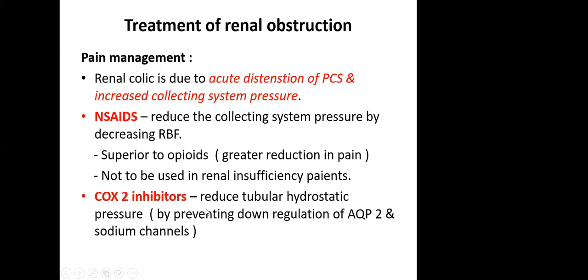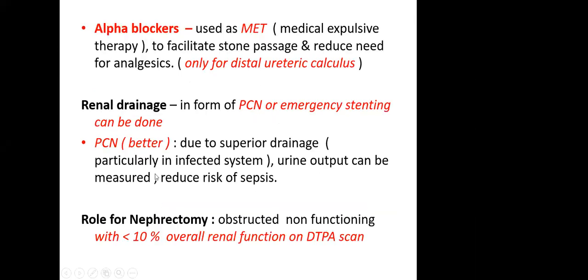But COX-2 inhibitors act at the glomerular capillary level, where the hydrostatic pressure will be reduced, thereby reducing the pressure in the collecting system and decreasing the pain. Another one is the alpha blocker. This is mainly for stone expulsion, and is particularly used for distal ureteric calculus.